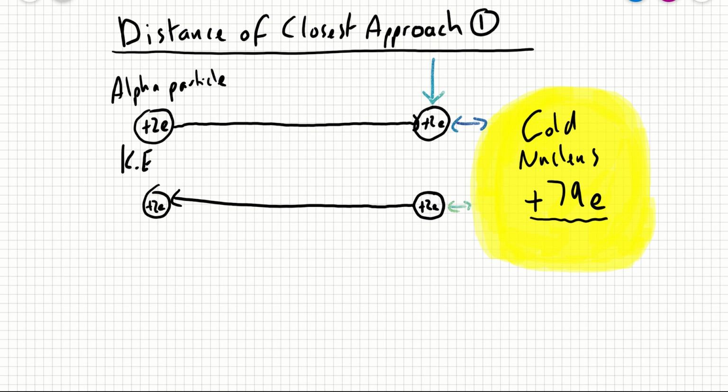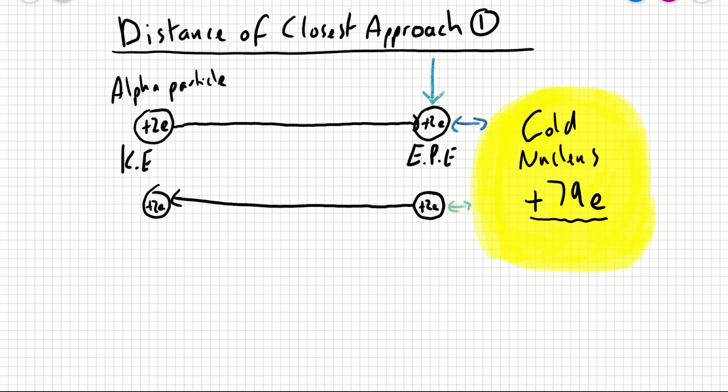And what's going to have happened? Well, energy cannot be created or destroyed. It can only be transferred. So the KE here has gone to electrostatic potential energy here. It's energy stored in this field.